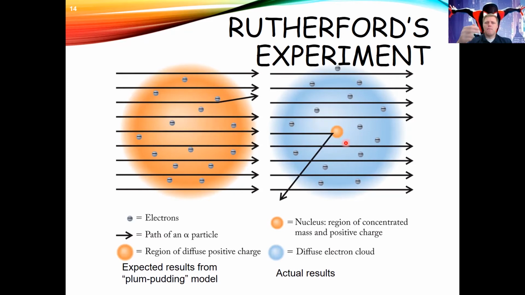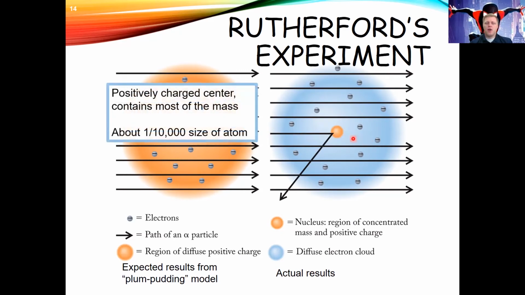Now you can only get that bouncing back effect if all the positive charge isn't spread out, but it's centered in one location. And so he discovered that all the positively charged stuff in the atom was confined to one space. And from the angles at which things were being deflected, he was able to determine that that tiny space was about 1/10,000th the size of the atom.